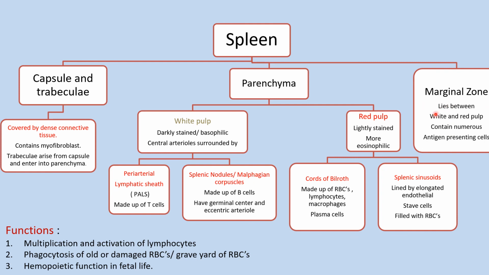The marginal zone lies between the white and the red pulp and contains numerous antigen-presenting cells. What are the functions of the spleen? Multiplication and activation of the lymphocytes, phagocytosis of old and damaged RBCs, also called the graveyard of the RBCs, and hemopoietic function in fetal life. Thank you very much.